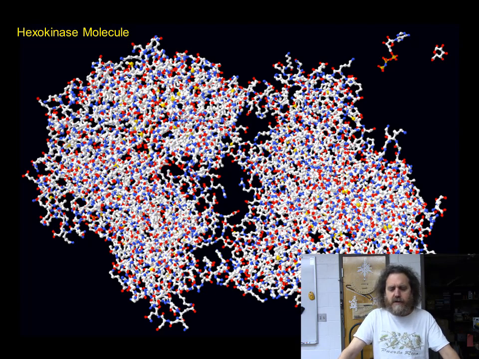And so this is a very, very complicated molecule. This molecule is, I think, an enzyme that is necessary for the digestion of glucose or something. I'm not a biologist, so I'm not sure what function it has in the human body.